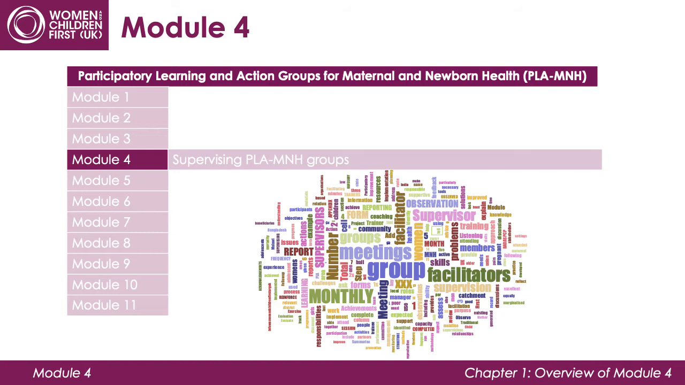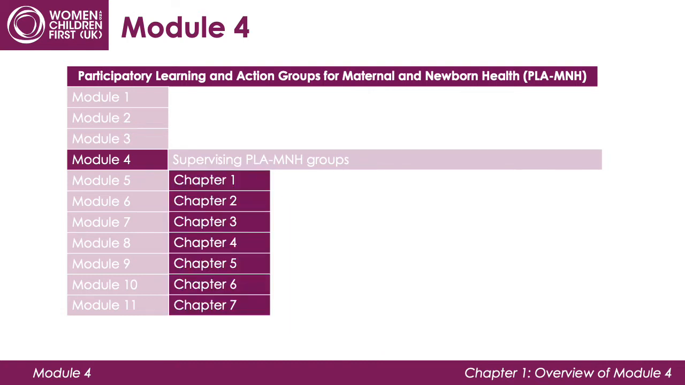As this word cloud on Module 4 shows, you'll hear a lot about groups, facilitators, meetings, monthly reports, observation, supervision, amongst other terms. By the end of the module, you'll have learnt how together all these terms relate to supervising PLA-MNH groups. Module 4 is divided into 7 chapters. You are currently in Chapter 1, which will give you a brief overview of Module 4.